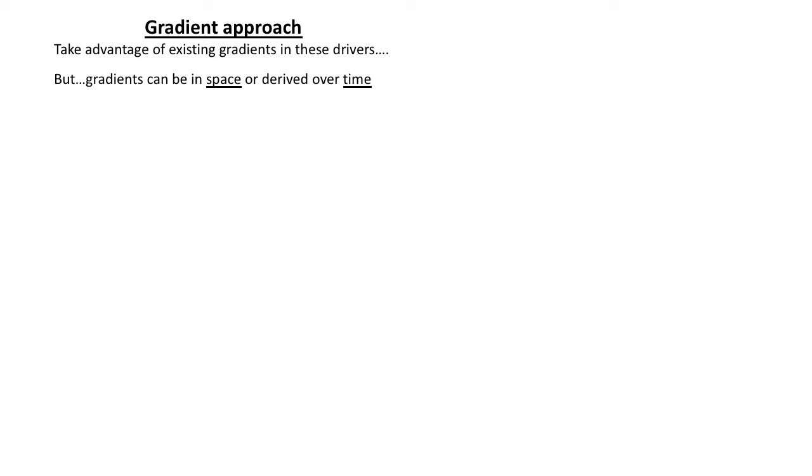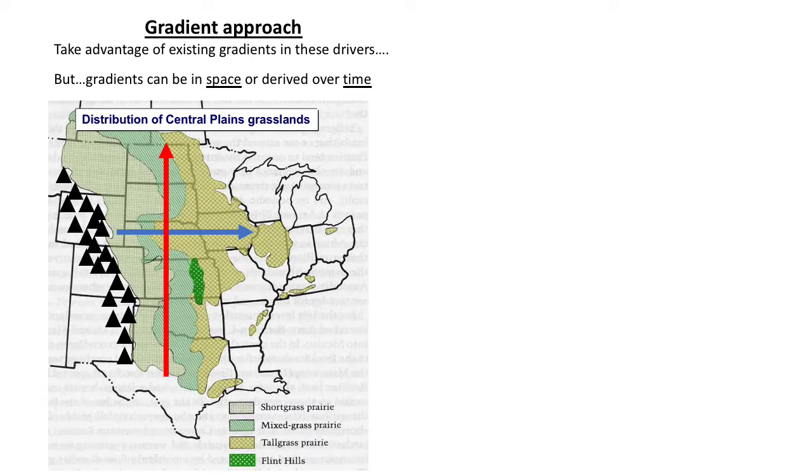The gradient approach is a little more complicated. There are a few more ways in which one can think about understanding processes by taking advantage of gradients. Gradients can occur in space across large geographic areas, or they can be derived over time from long-term observations. Now, when I think about taking advantage of environmental gradients, I usually think about large geographic variation in environmental drivers. This is just a diagram of the central grasslands of the Great Plains of the United States.